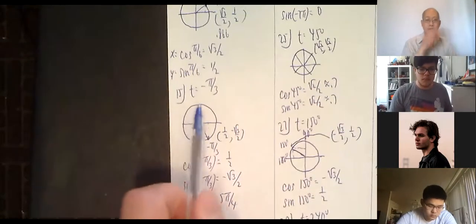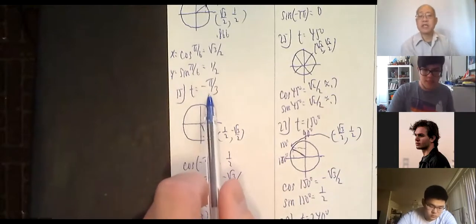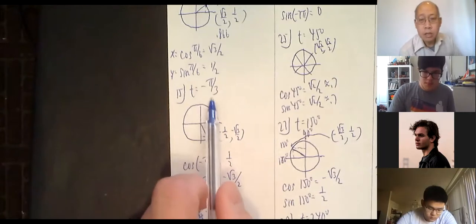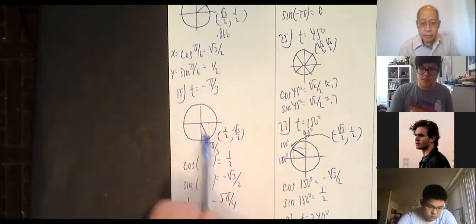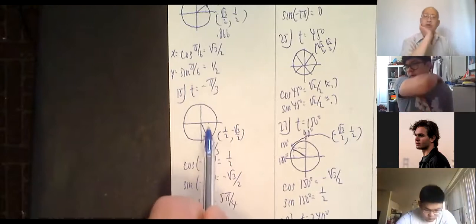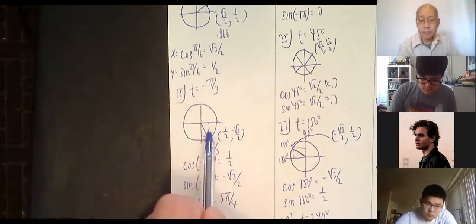Okay, here's 15. Negative pi/3. That is negative 60 degrees. So I go down 60 degrees and go like that. Let's see, I'm in quadrant 4. That means x is positive, y is negative automatically.